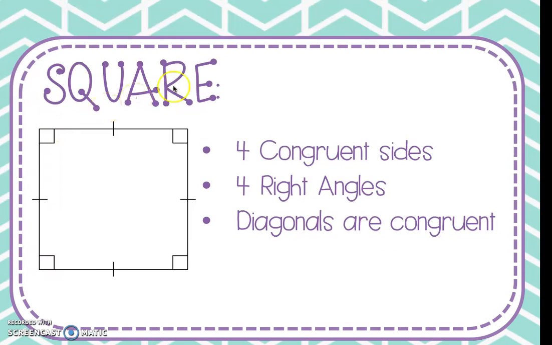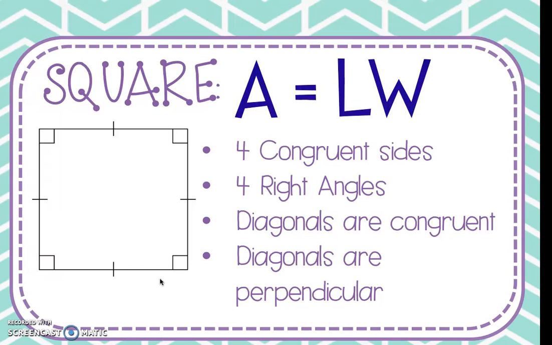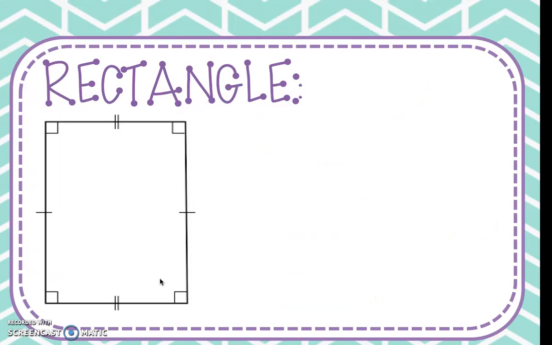The diagonals are congruent in a square, so if we measured from corner to corner, that would be congruent. And the diagonals are perpendicular. That also means they intersect at a 90-degree angle. So the area formula for a square is area equals length times width. Okay.